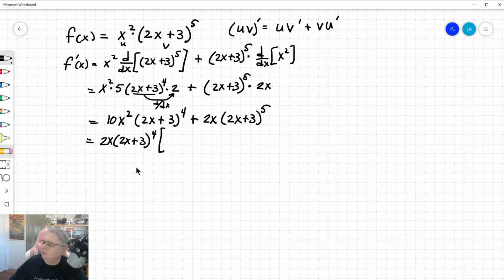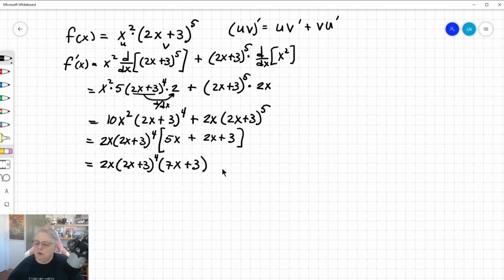So what am I left with now? Well, 10x squared over 2x, so that's a 5x that I'm left with in there. I took out all 4 of those, so that's gone. I took out all of the 2x, and I took out 4 of those 5, so that's going to leave me with a 2x plus 3. So this is going to end up being 2x times (2x + 3)^4 times (7x + 3). And this would be the final answer here.